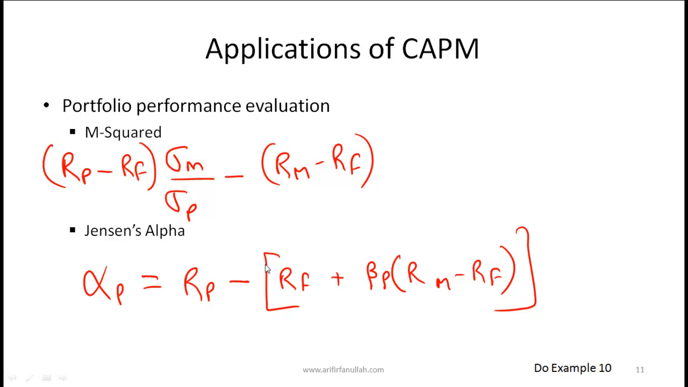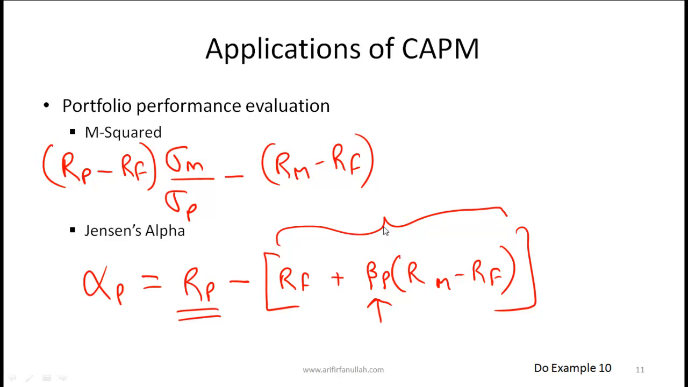Now from a theoretical perspective, this is the best. So alpha P is the Jensen's alpha, RP is the return on a portfolio, minus this risk-adjusted return on the portfolio. So this is saying that for a given portfolio, what is the return that we would expect given the level of systematic risk. So since we are using systematic risk, this is an extension of the Treynor ratio. So it is good that we are using systematic risk.